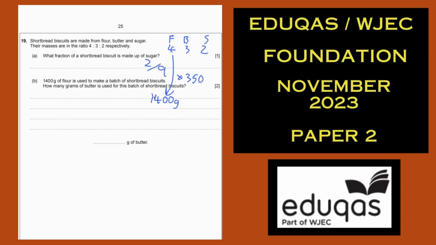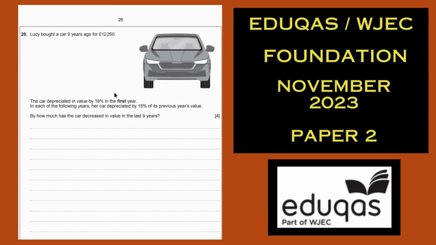How many grams of butter is used? 3 times 350. Job done. And I know some of you, by the way, will have connected them. Just divided by 4 and times by 3. That also works, but again, a shortcut's not really a shortcut if you don't spot it straight away.